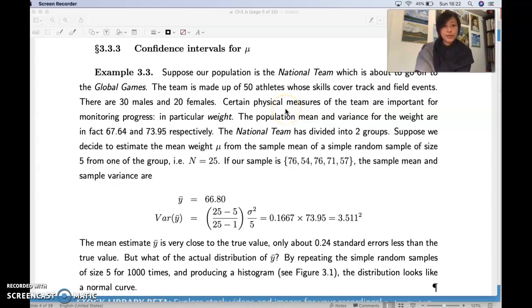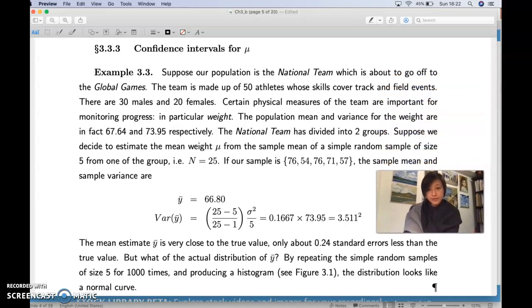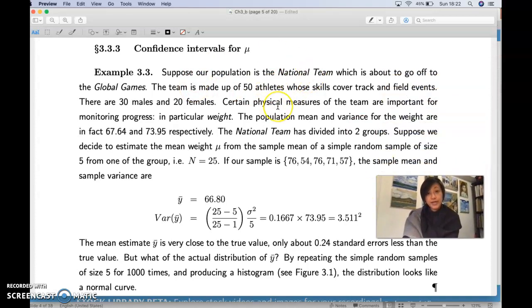Okay, the next section we want to look at the confidence interval for mu. Let's look at example 3.3. Suppose that we have a population of the national team which is about to go off for global games, let's say going off to the Olympic Games during the summer.